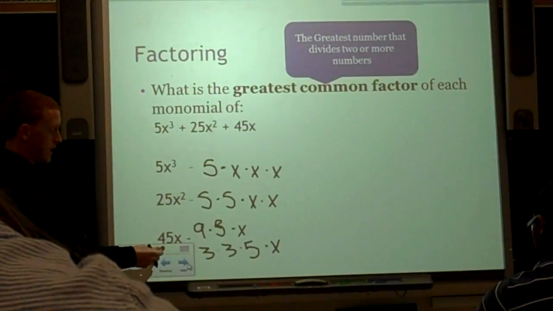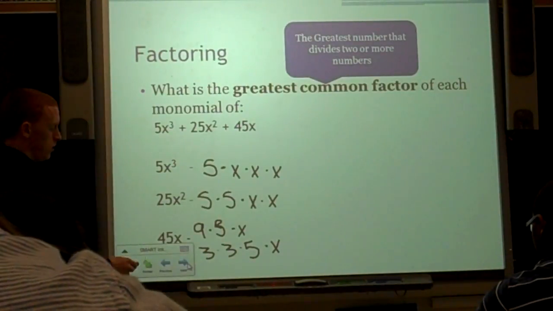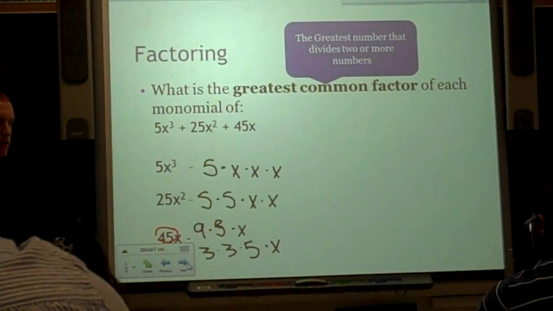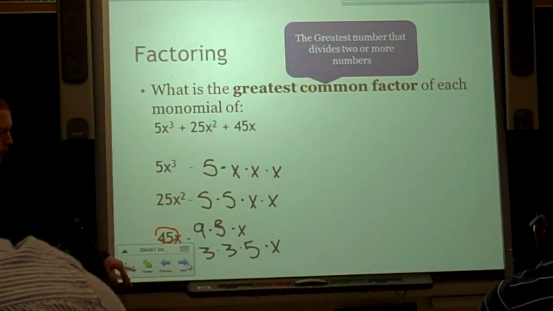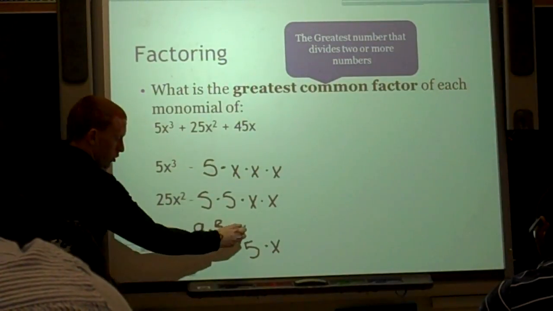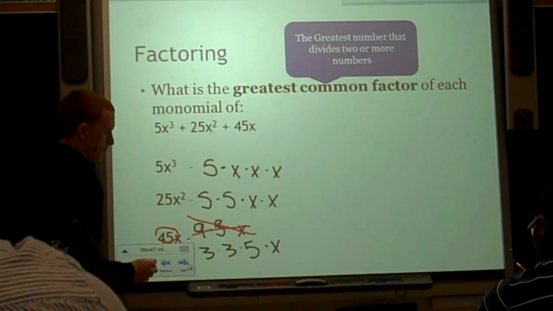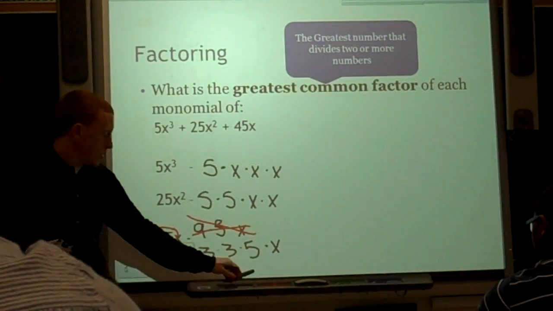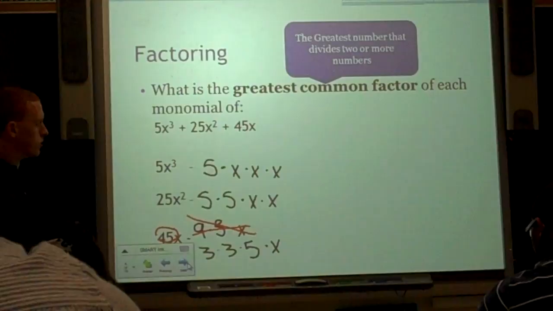Okay, so first thing I did was I found out how to multiply and get 45. 9 times 5. Then I realized I can break 9 down again into 3 times 3. So I no longer need this step. This is written in its simplest form, or in all prime.